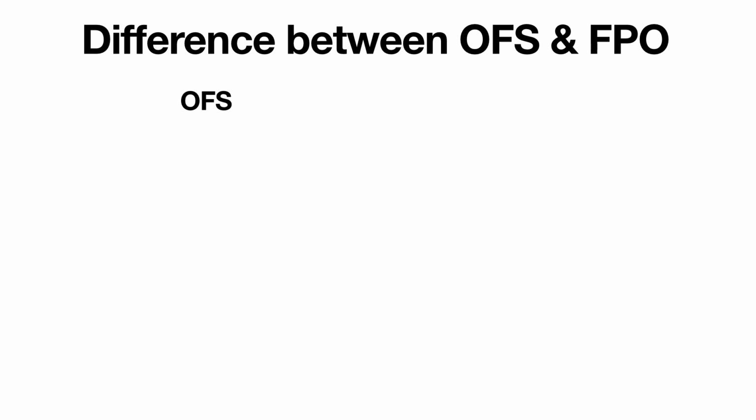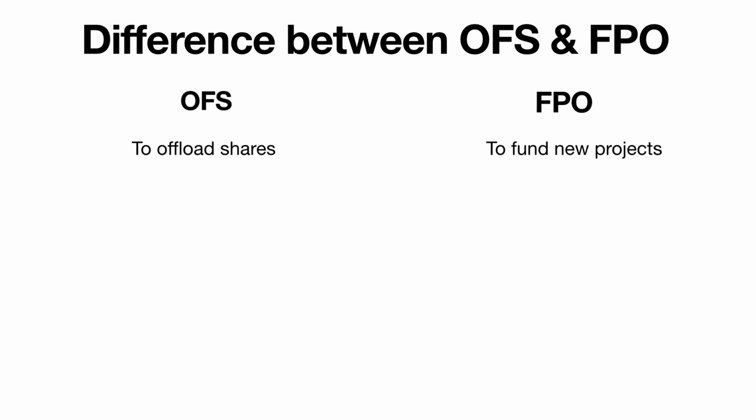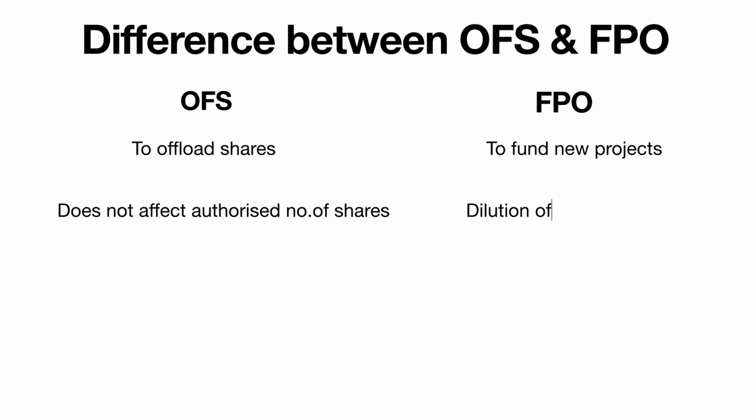Difference between OFS and FPO. An OFS is used to offload the shares of promoters, while an FPO is used to fund new projects. Dilution of shares is allowed in an FPO, leading to a change in shareholding structure, while OFS does not affect the number of authorized shares. Only the top 200 companies by market capitalization are allowed to use the OFS route to raise funds, while the FPO option can be used by all listed companies.